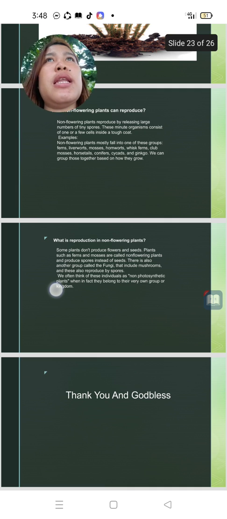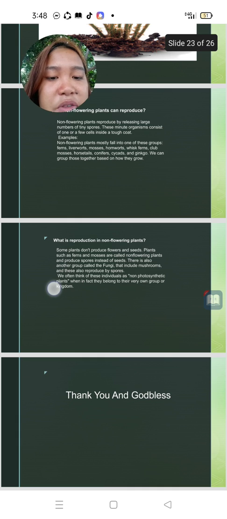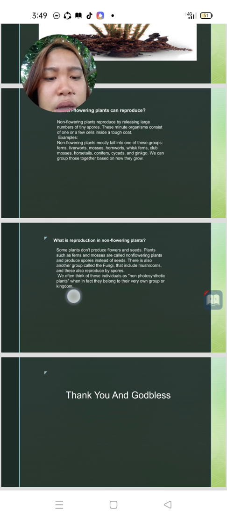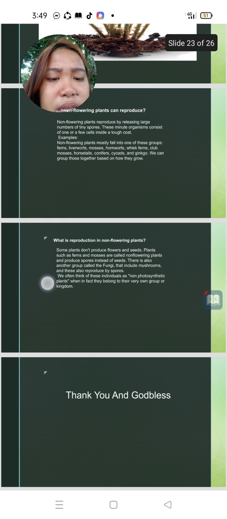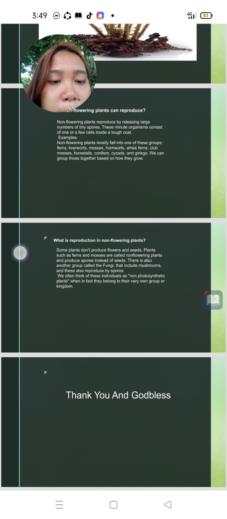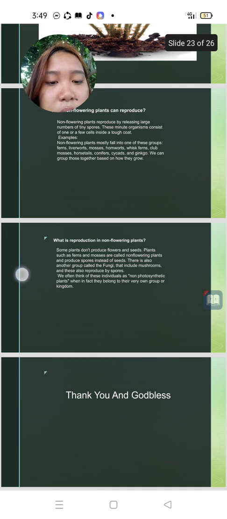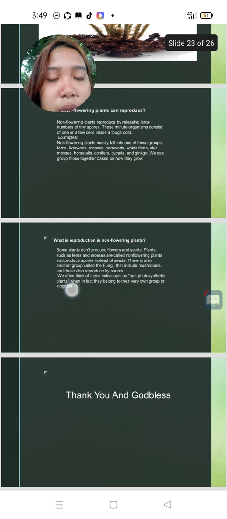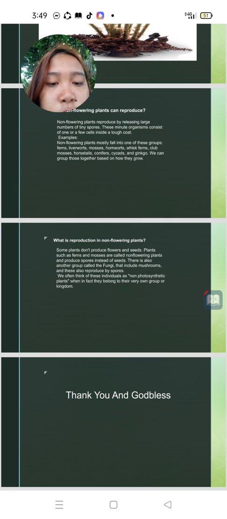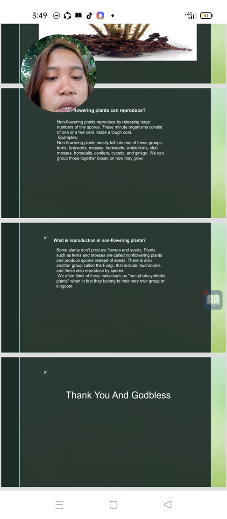That is why they do not bloom, guys. The non-flowering ones are the mosses and ferns, and they produce spores instead of seeds. So they do not produce seeds but spores. There is also another group called the fungi. What is that, guys? That includes mushrooms. Yes, mushrooms. These reproduce by spores. We often think of these organisms as non-photosynthetic plants, when in fact they belong to their very own group or kingdom.